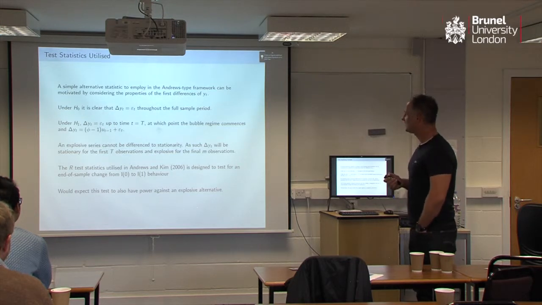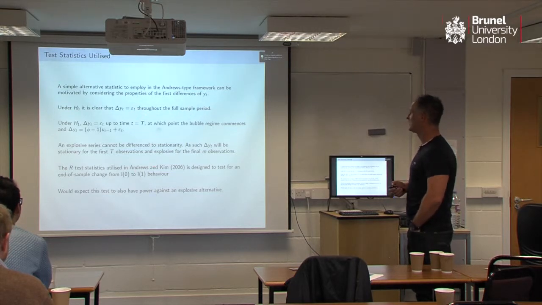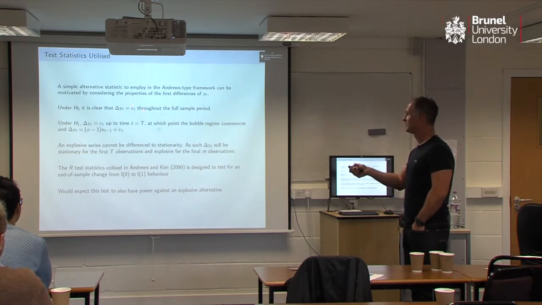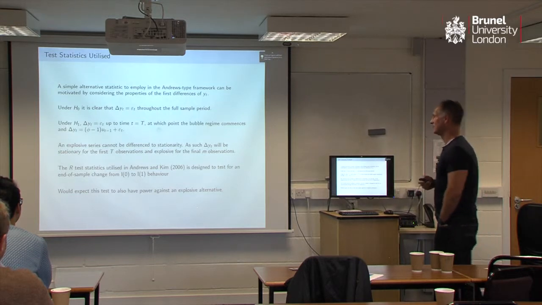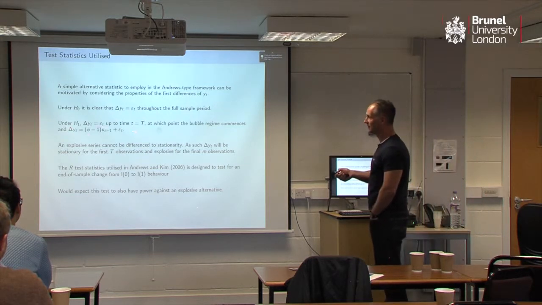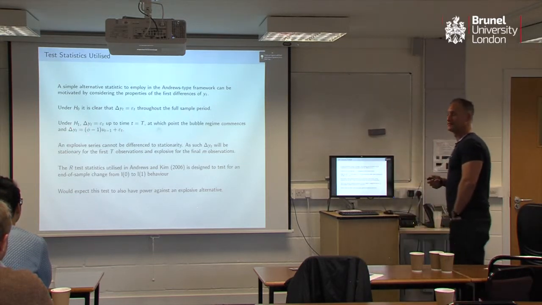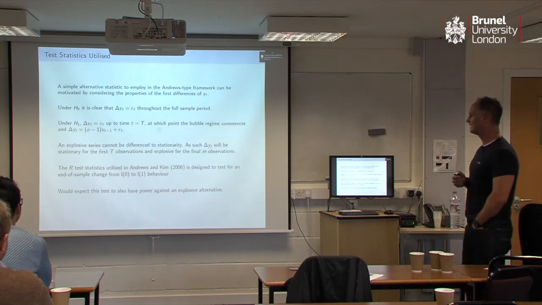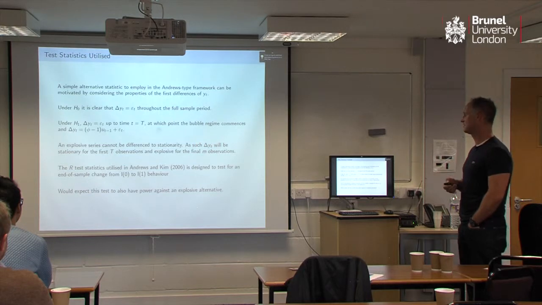So what you can do, therefore, in order to satisfy yourself that you can apply the Andrews and Kim type approach, because you've got a random walk here, if you take the first differences, then under the null, you get down to a series with all the properties that they assume. But still, an explosive window at the end. So you can, therefore, directly use the Andrews and Kim type test as long as you apply it to the first differences of the data.